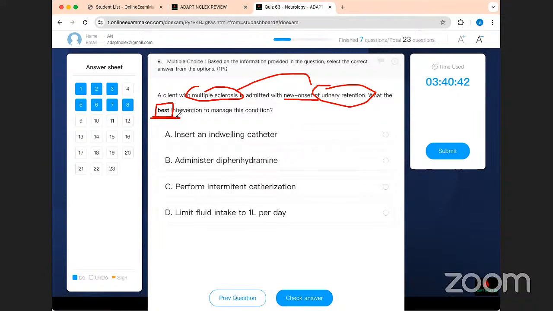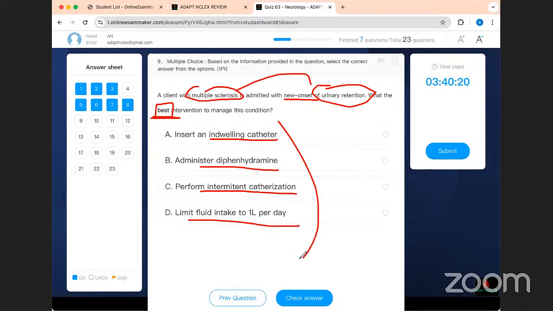Best means it's going to be more productive rather than intervening on the problem right now. Putting in an indwelling catheter, giving them diphenhydramine, performing intermittent catheterization, and limiting their fluid intake to 1 liter so that they don't pee. Is that what you want to do? Think about it. The question said best intervention for this patient. What do you think will be best for them?